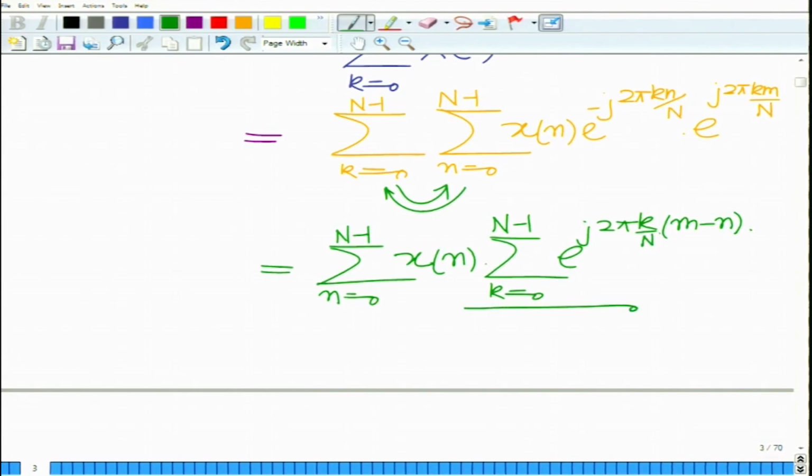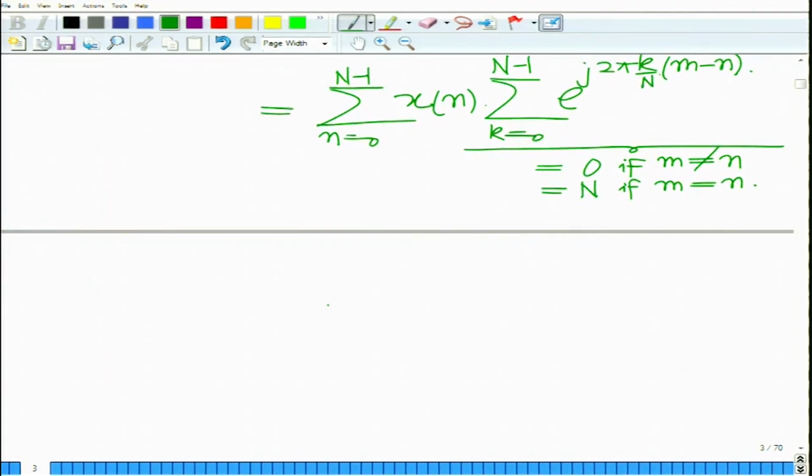Now, you can see this is equal to 0, this is basically the sum of the roots of unity, which is equal to 0 if m is not equal to n, and this is in fact equal to N if m equals n. Okay. And therefore, only the term n corresponding to m survives. So this is equal to N x[m].